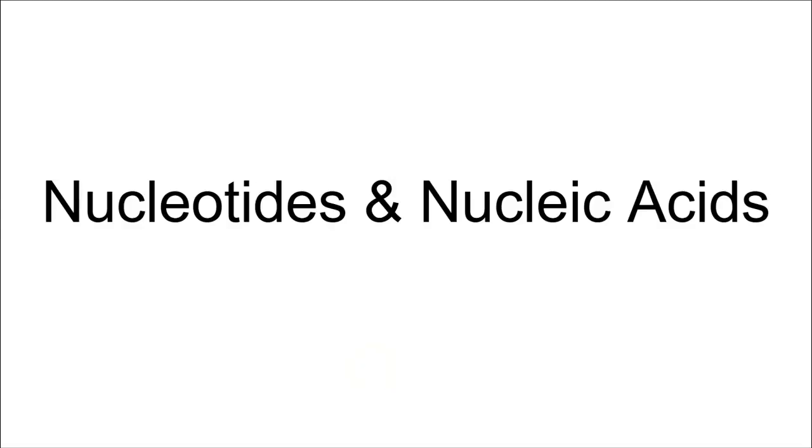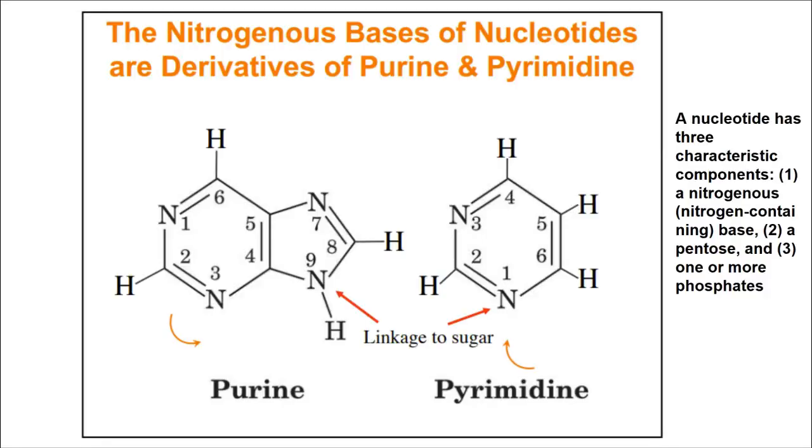Hello class. So this lecture is on nucleotides and nucleic acids. As far as nucleotides, there are three basic components. One, the nitrogenous base; two, a pentose, which is a carbohydrate; and last but not least, one or more phosphates. As far as the nitrogenous base, there are two derivatives, which are purine and pyrimidine.